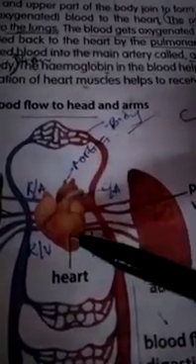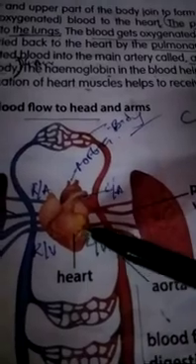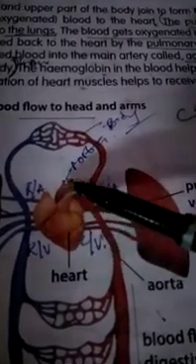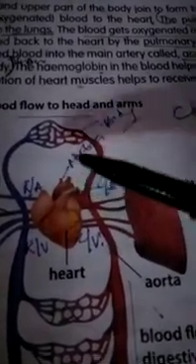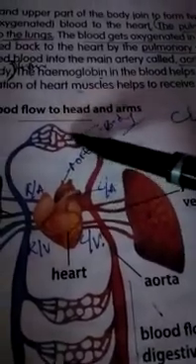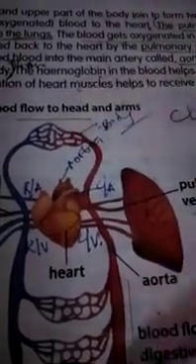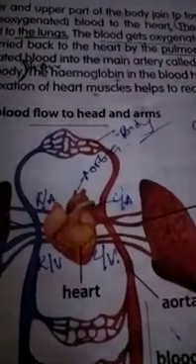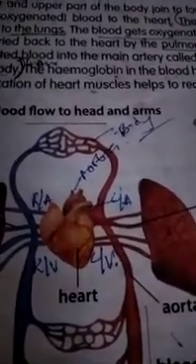From the left atrium to the left ventricle. From there it enters into the aorta. Here it goes to the aorta. From the aorta it goes to the rest of the whole body. This is called the process of blood circulation.